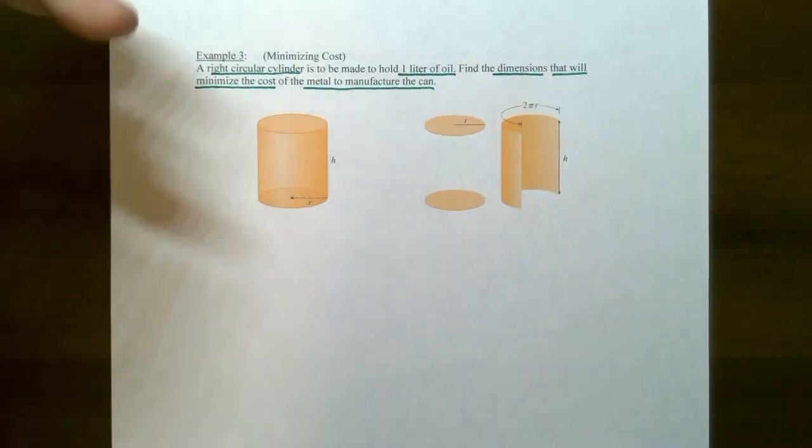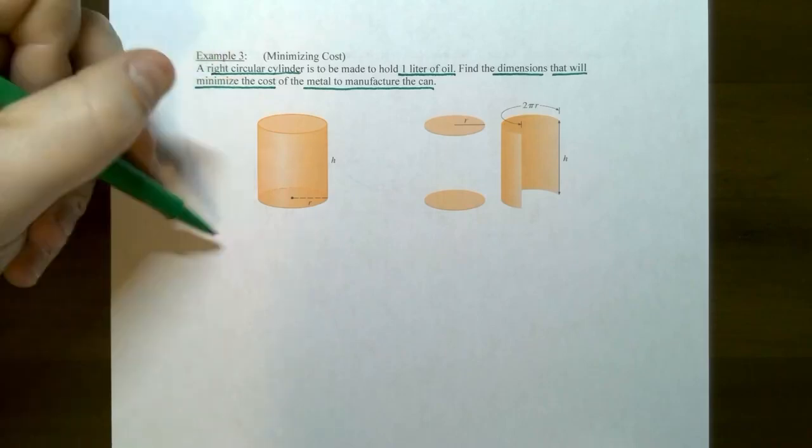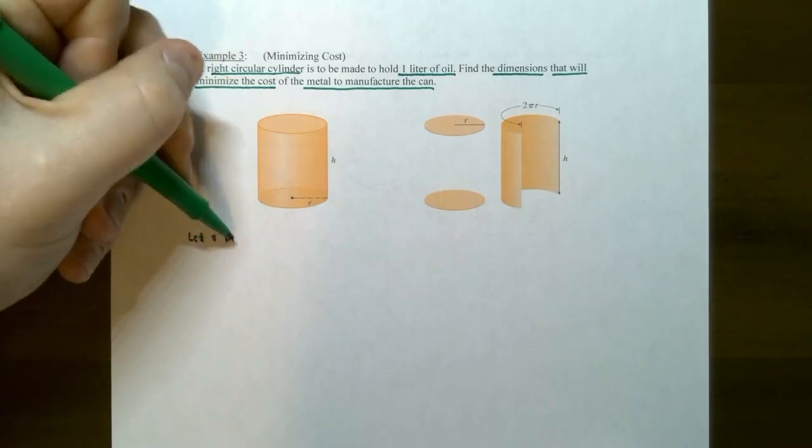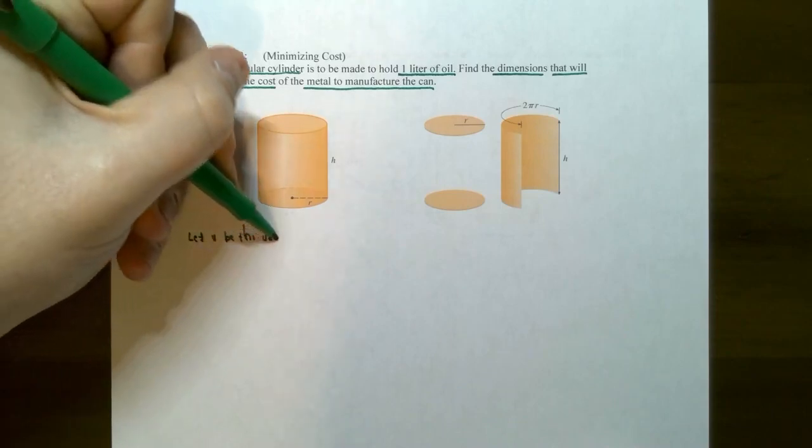Alright, so it's going to be a right circular cylinder. That means we're going to have a radius. So let R be the radius of the can.